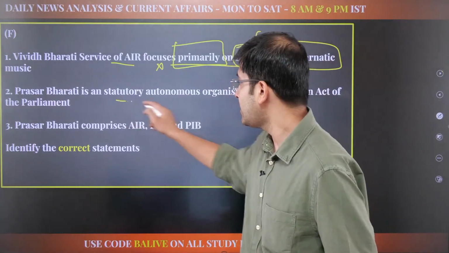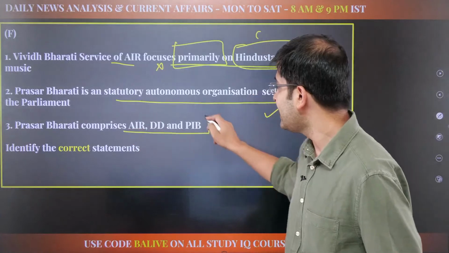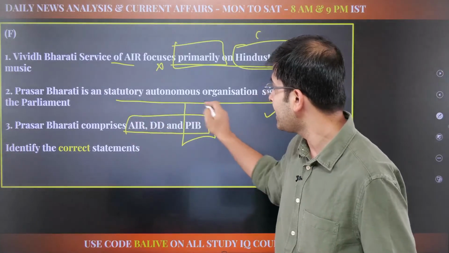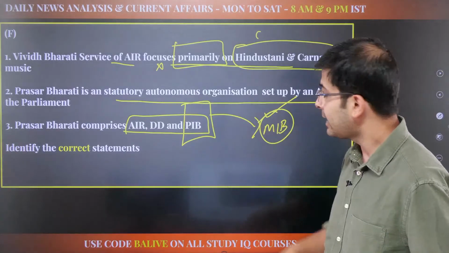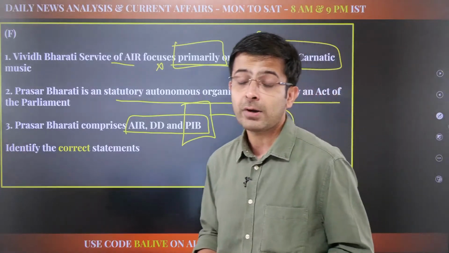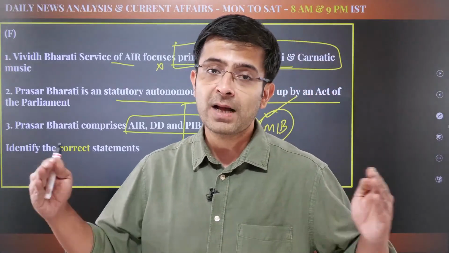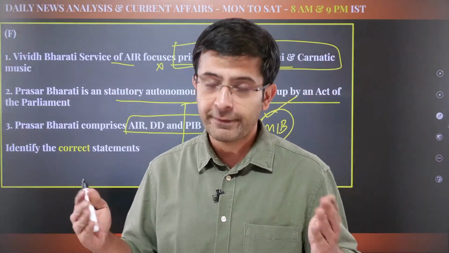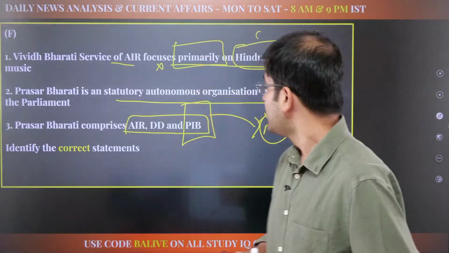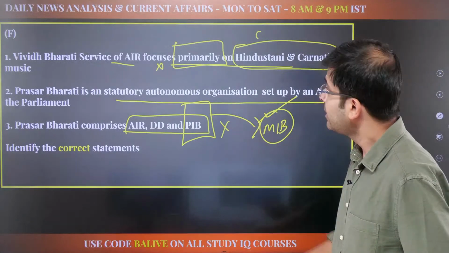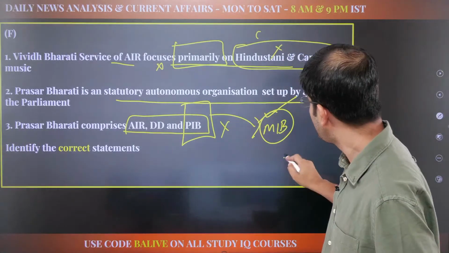Prasar Bharati is a statutory autonomous organization. True. Prasar Bharati comprises AIR, DD and PIB. Unfortunately, PIB is under the Ministry of Information and Broadcasting, a directorate, not an independent body. It does not report to Prasar Bharati. Prasar Bharati only takes care of the broadcasting networks, which means its divisions are only two, All India Radio and Doordarshan. All right. So the third statement is incorrect. You have the first statement that is again incorrect, so only two.